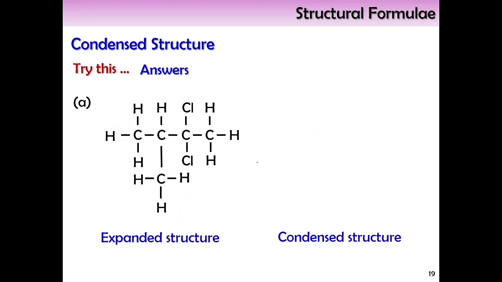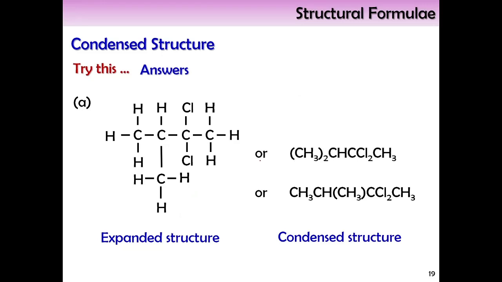Okay, condensed structure. So that one or this one. Make sure you double check the number of carbon. So 1, 2, 3, 4, 5. You wrote down 6, but it should be 5, right, not 6. 1, 2, 3, 4, 5. Okay, so make sure the carbon is correct. Do not have extra or do not have less carbon than what it should be. Or this one also acceptable.